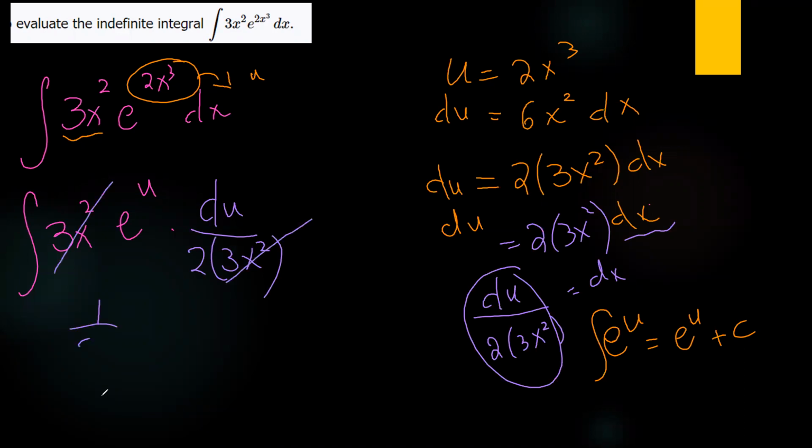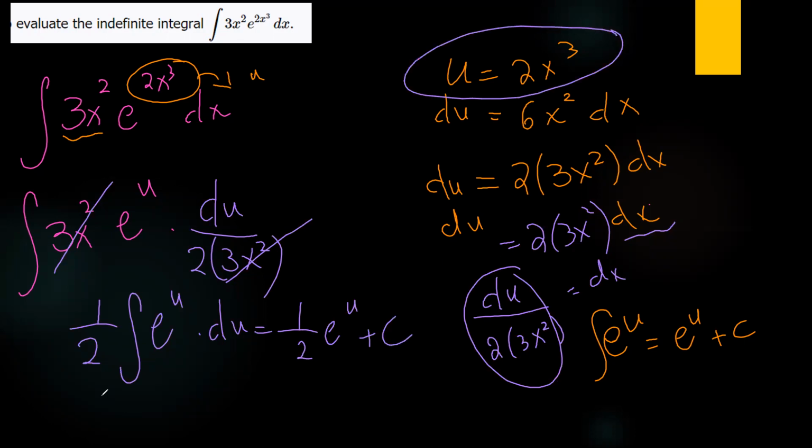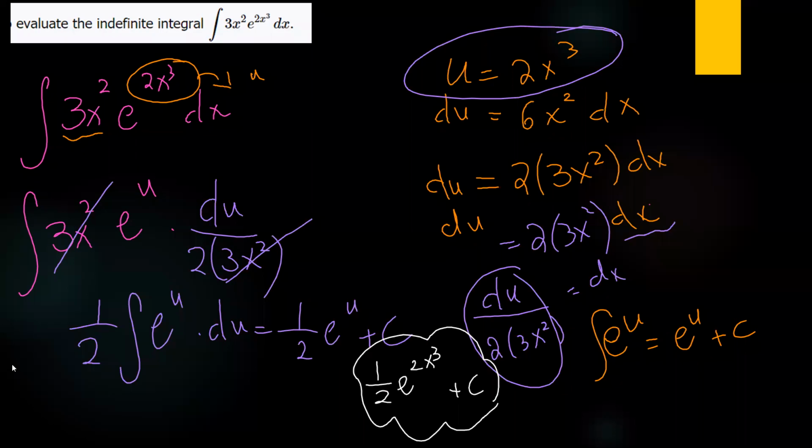So we have now a half integration of e to the power u du, which is half e to the power u plus c. And where is u? That is 2x cubic. So it is half e to the power 2x cubic plus c. Here, you find the integral.